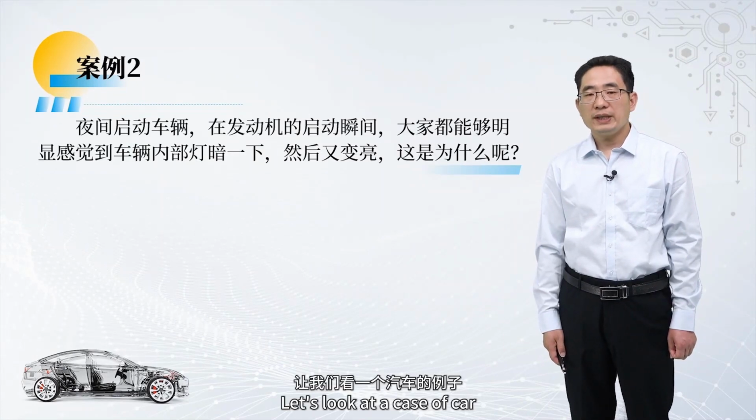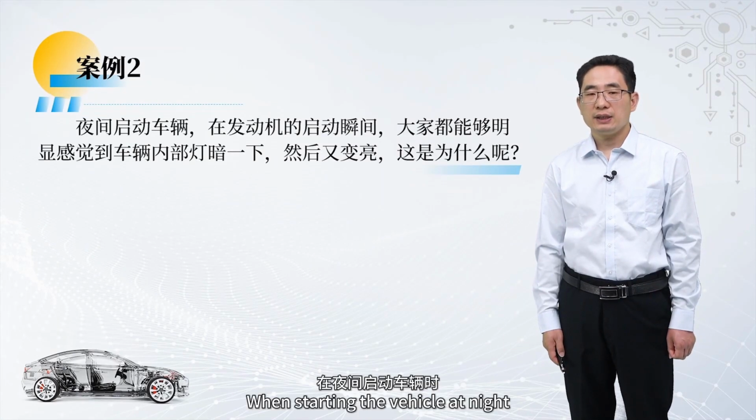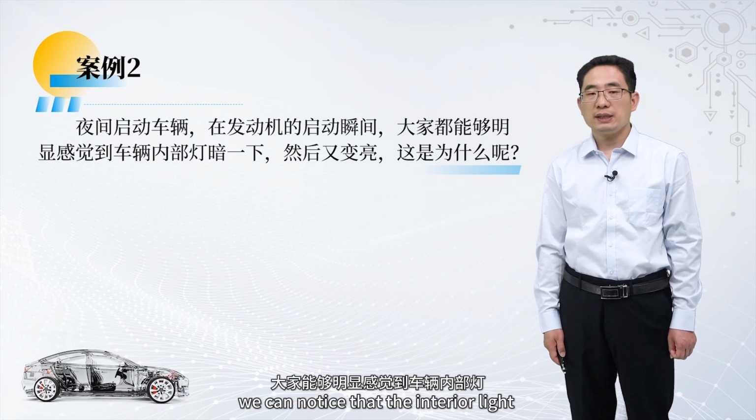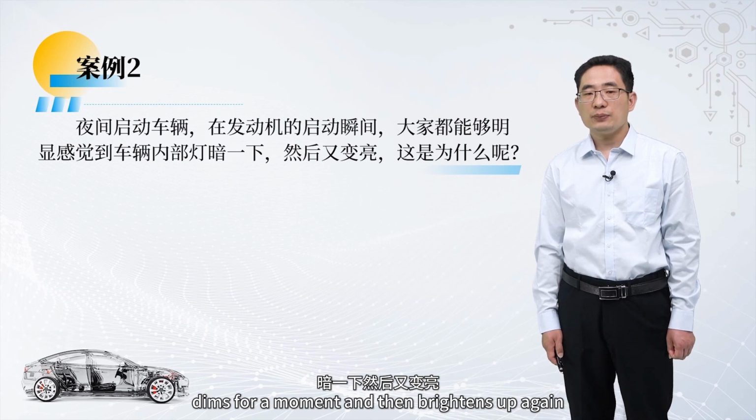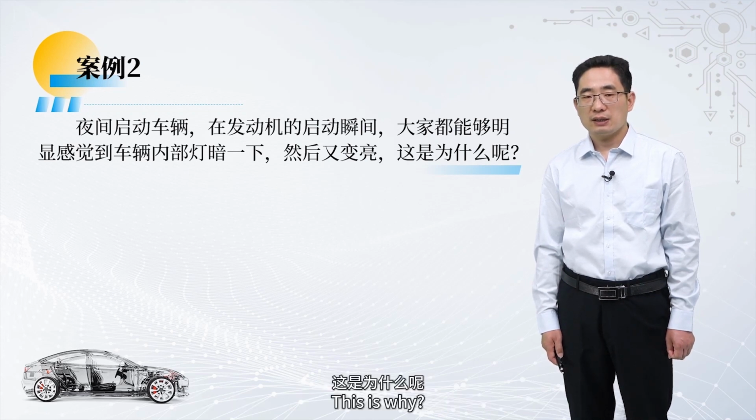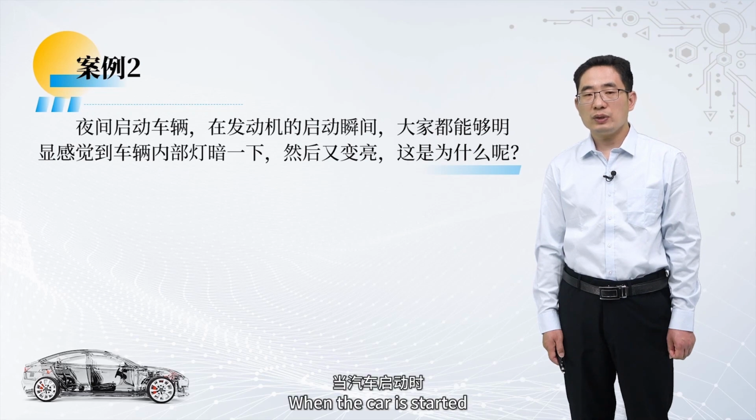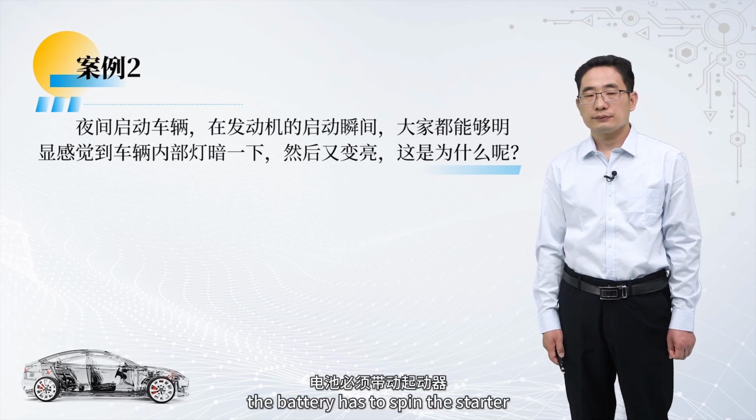Let's look at a case of a car. When starting the vehicle at night, at the moment the engine starts, we can notice that the interior light dims for a moment and it brightens up again. This is because, when the car is started, the battery has to spin the starter.